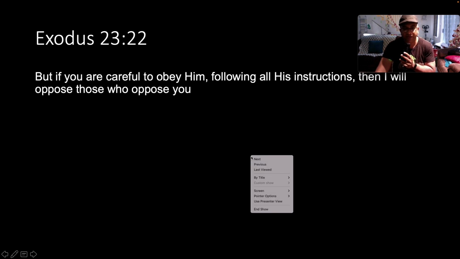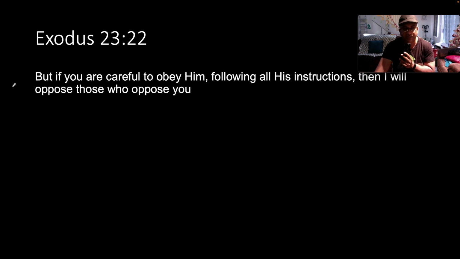Okay, my friends, the book of Exodus, chapter 23, verse 22 declares, "But if you are careful to obey him, following all his instructions, then I will oppose those who oppose you." In fact, in the New Testament, we are admonished to pray for our enemies, pray for those who want to harm you. And if he is hungry, give him some food. If he is thirsty, give him something to drink. And so doing, you are heaping burning coals on his head. Be careful to follow God's commandments, and then God will be on your side always.